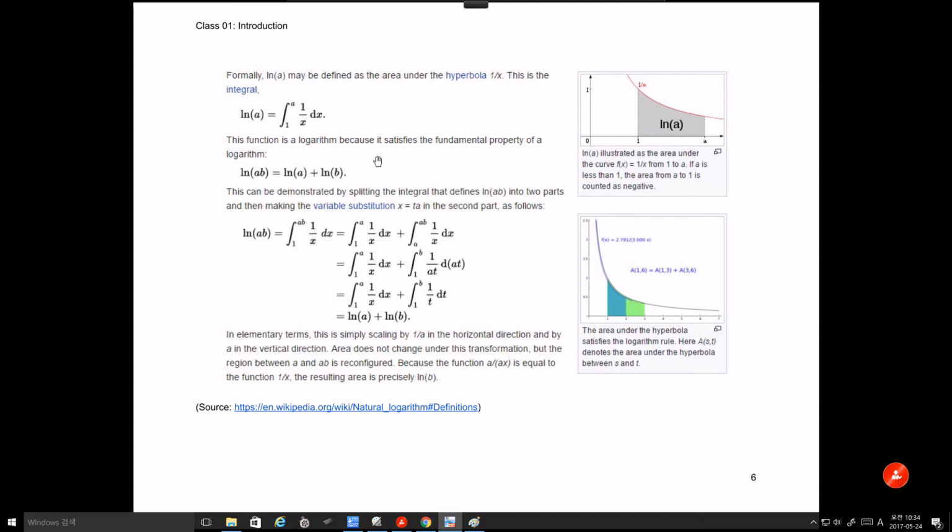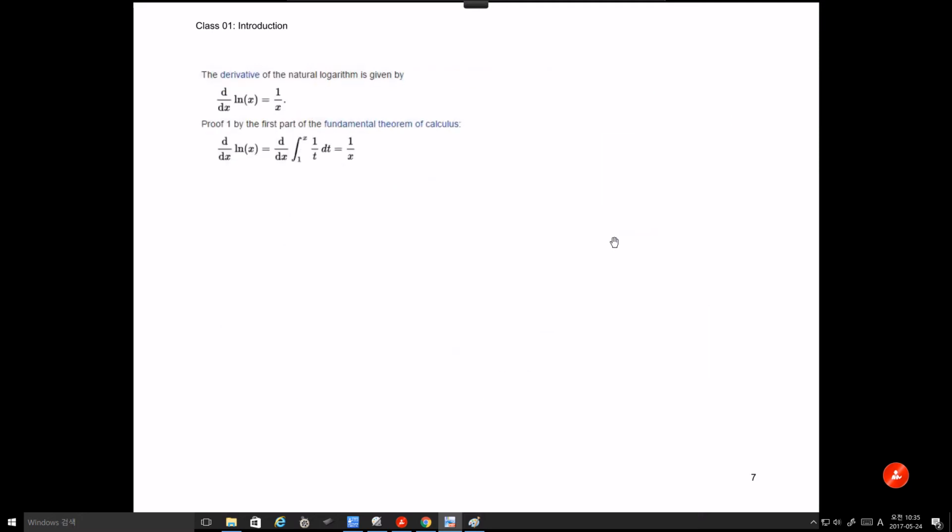In elementary terms, this is simply scaling by 1 over a in the horizontal direction and by a in the vertical direction. Area does not change under this transformation, but the region between a and ab is reconfigured because the function a over ax is equal to the function 1 over x. The resulting area is precisely ln b. Okay, this is the intuition. Now next page.